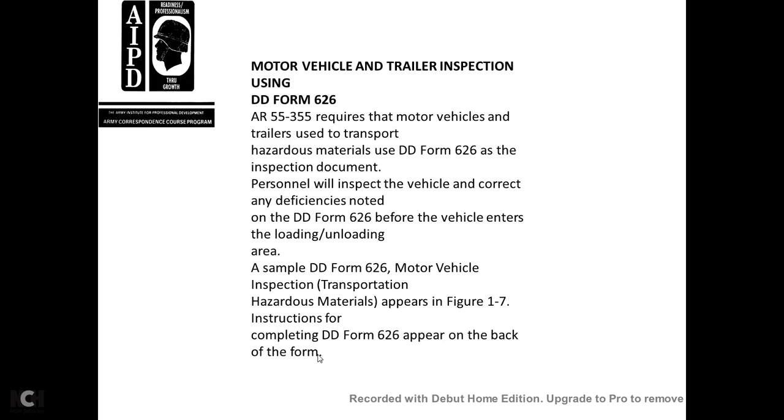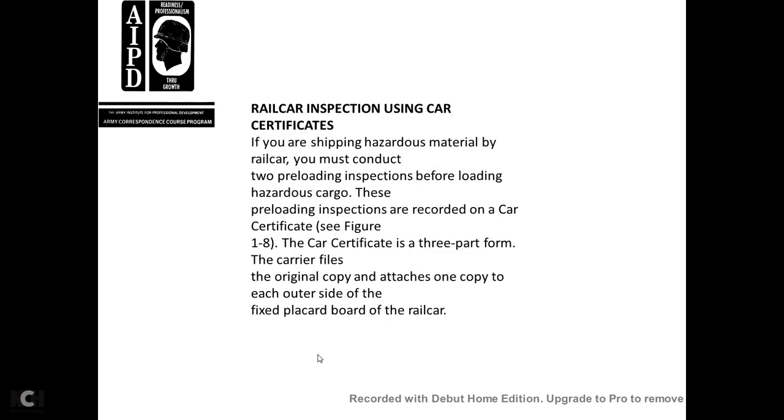Personnel will inspect the vehicle carefully. Any deficiencies are noted on DD Form 626 before the vehicle enters the loading and unloading area. A sample of the form, the DD 626 Motor Vehicle Inspection Transportation of Hazardous Materials, appears in Figure 1-7. Instructions for completing the DD 626 appear on the back of the form.